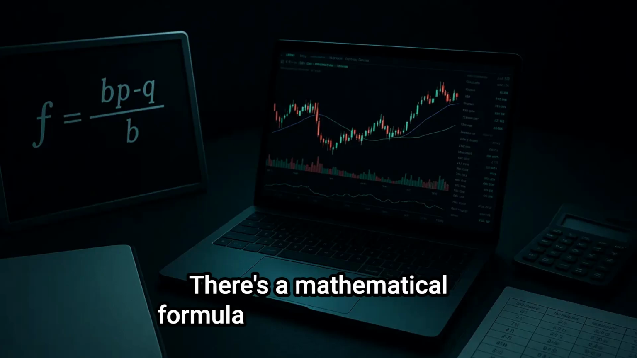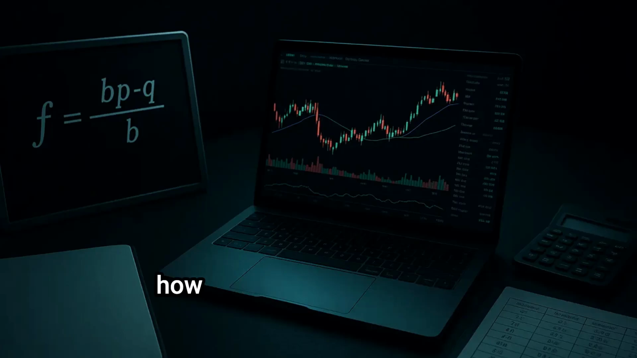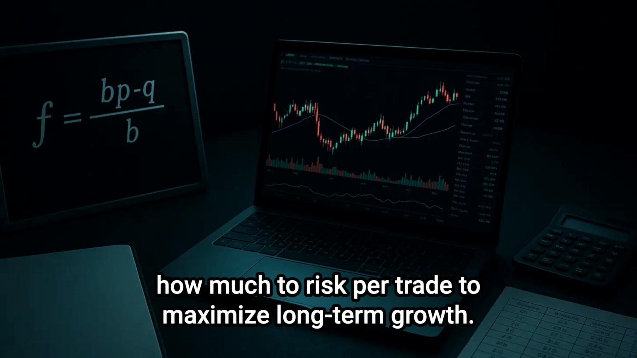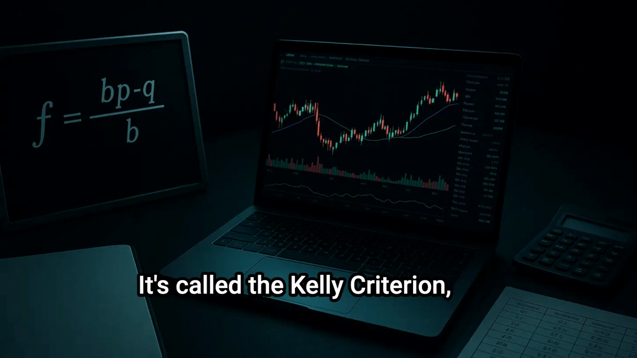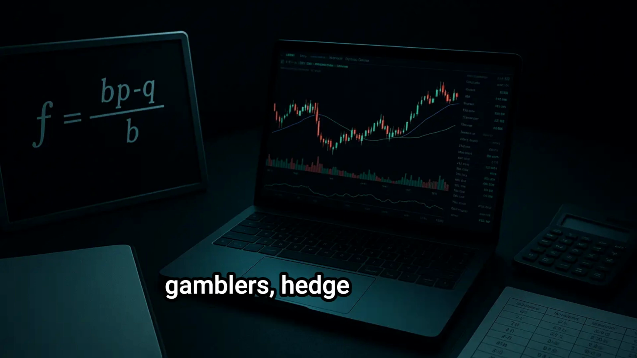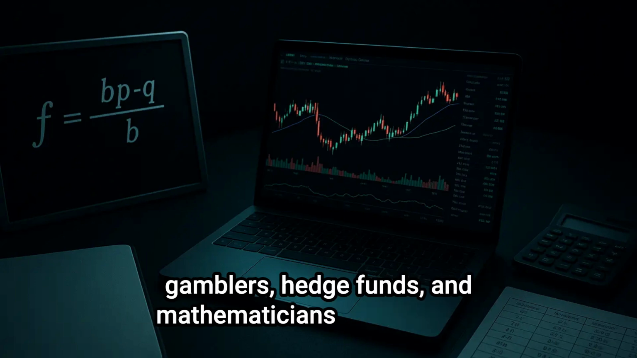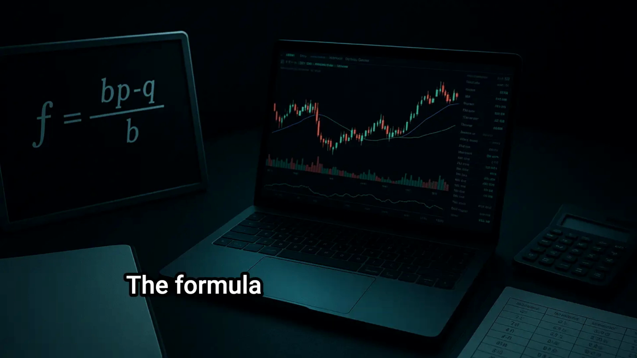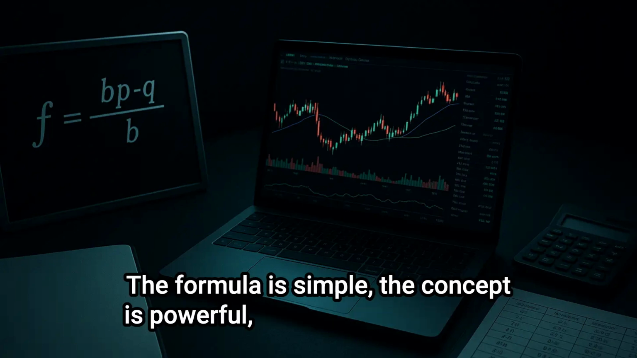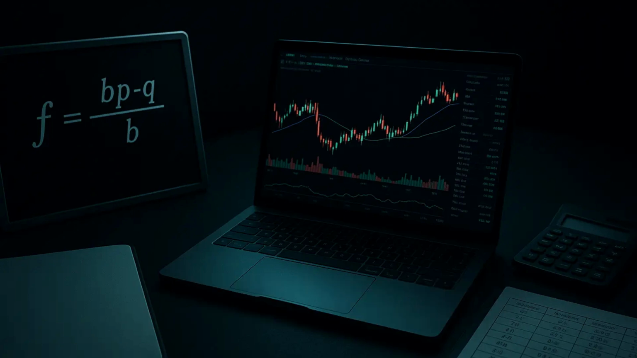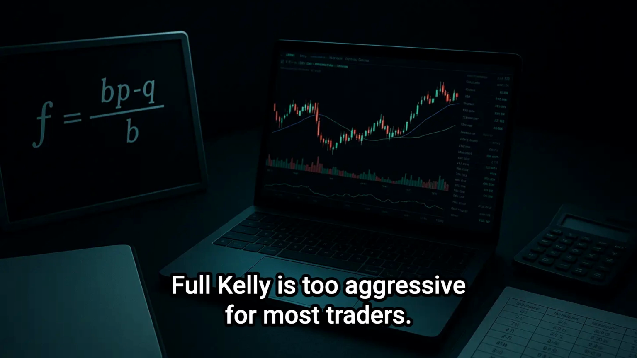There's a mathematical formula that tells you exactly how much to risk per trade to maximize long-term growth. It's called the Kelly Criterion, and it's been used by professional gamblers, hedge funds, and mathematicians for decades. The formula is simple. The concept is powerful. But here's the problem. Full Kelly is too aggressive for most traders.